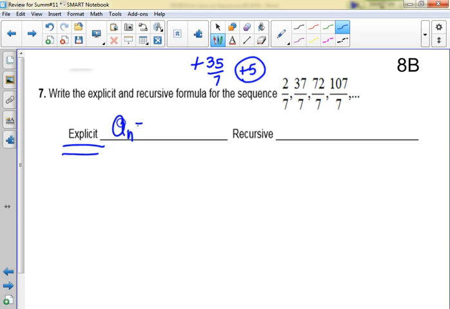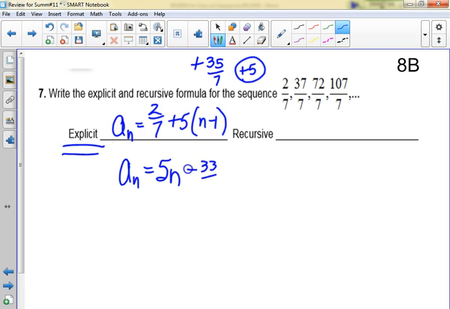So a sub n equals 2/7 plus 5 and minus 1. And I would be nice and accept that. It does simplify. I don't know if I can do it in my head. I think it would be this. But I'm okay with this.